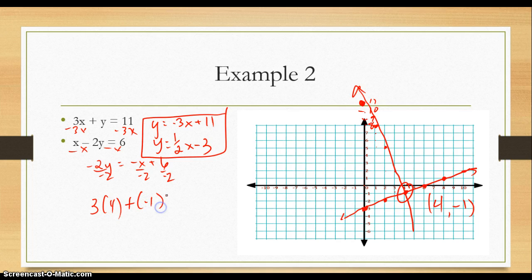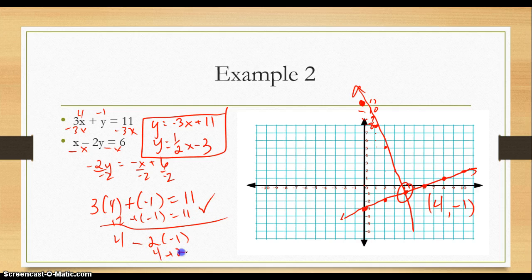So 3 times 4, I'm plugging the 4 in here, I'm plugging the -1 in here. So 3 times 4 is 12. 12 plus a -1 is 11. So that checks out on the first equation. And then the second one now, 4 minus 2 times -1, which is 4 plus 2, which does equal 6. So that does check out. So we know that 4, -1 is the solution.